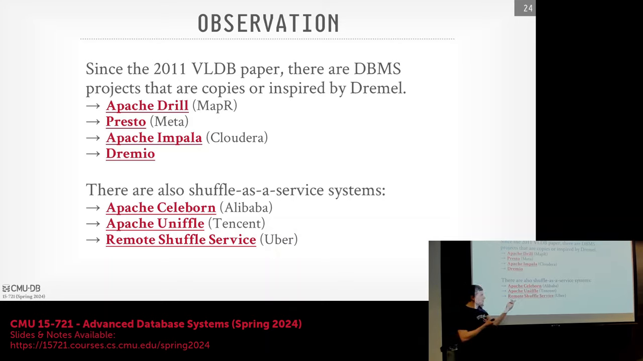And what's also interesting is that in the last 3 or 4 years, there are now separate shuffle-as-a-service components, architectures, or systems that you could use that maybe don't exactly replicate all the capabilities of Dremel's in-memory shuffle service. Certainly not using hardware acceleration. But now there are separate projects that do nothing but shuffles, which I think is kind of cool. And so we'll talk about the Celeborn one from Alibaba, because that one's the farthest along. Unifol and the Uber one.